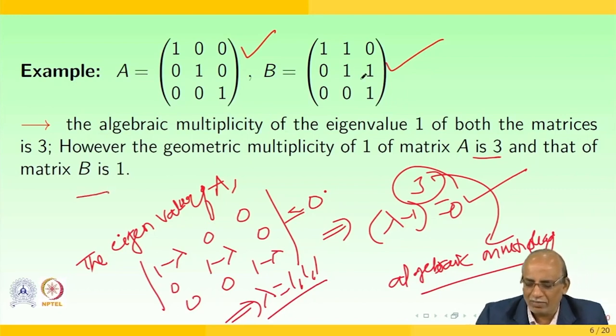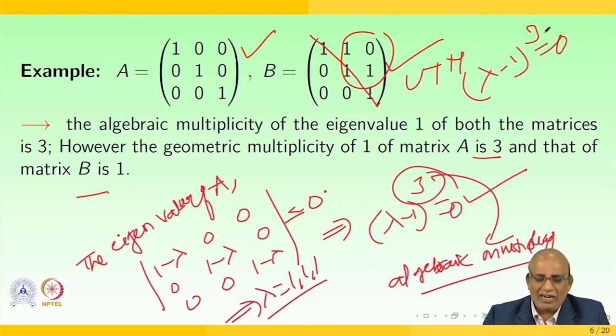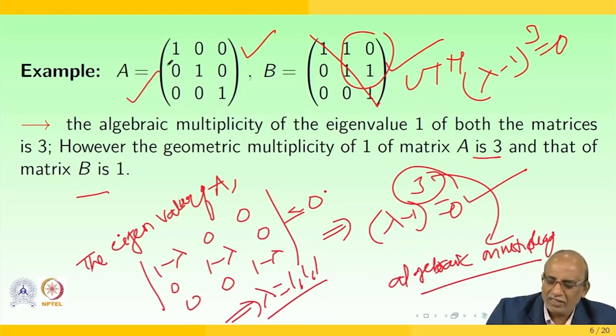Now, look at the matrix B. Similarly, you see here, this is the main diagonal and this is the upper diagonal, so it becomes an upper triangular matrix. Again, the eigenvalues are the same. So, (lambda minus 1) whole cube is equal to 0. For the matrices A and B, the algebraic multiplicity is the same, that is 3, in either case.